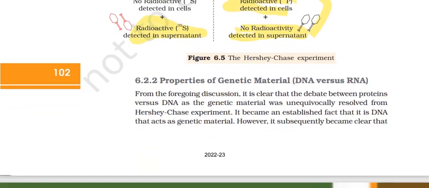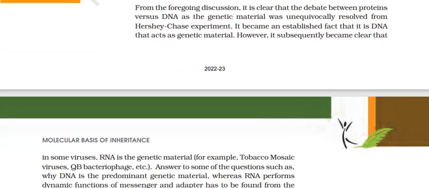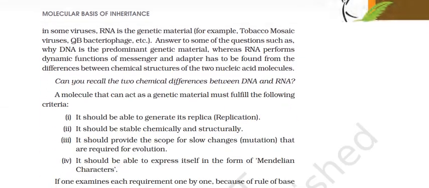Properties of genetic material, DNA versus RNA. From the foregoing discussion, it is clear that the debate between proteins versus DNA as the genetic material was unequivocally resolved from the Hershey-Chase experiment. It became an established fact that it is DNA that acts as genetic material. However, it subsequently became clear that in some viruses, RNA is the genetic material.